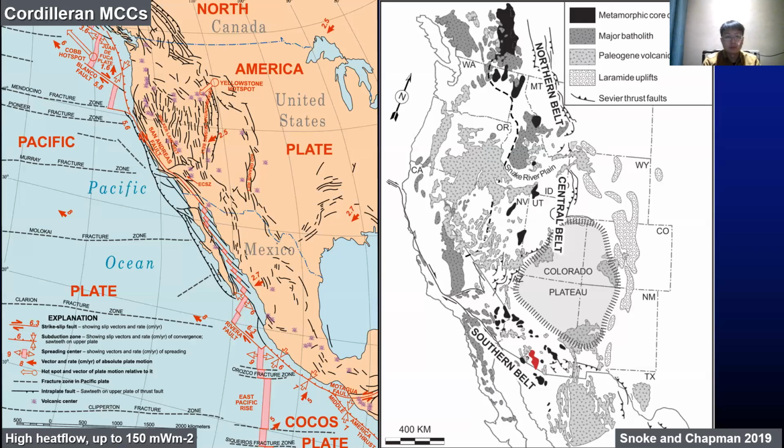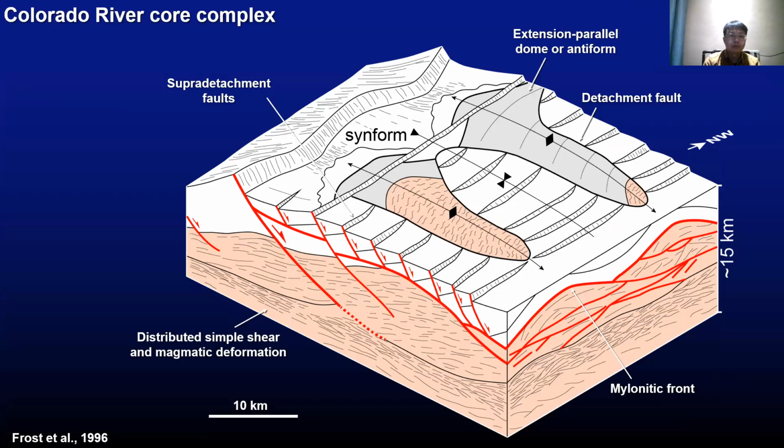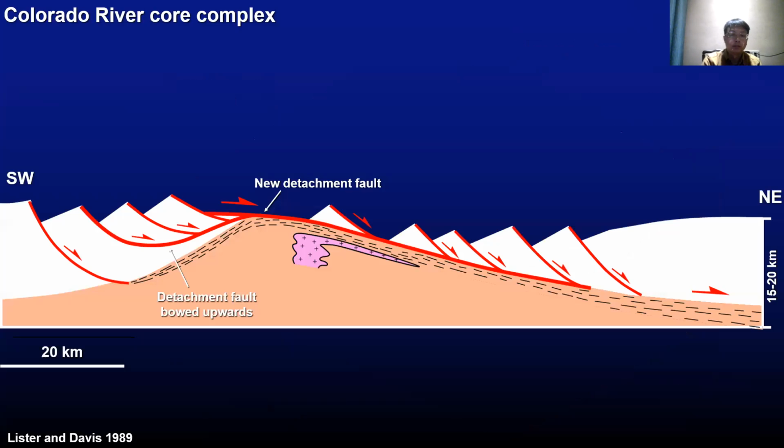Based on the observation, we compare it with the Basin and Range province, which is also a back-arc extension basin and has been studied very well for core complexes. In this area, the core complex model shows the corrugation of the detachment fault, supra-detachment faults, and the distributed simple shear and magmatic deformation below the large-scale detachment fault. From a cross-section point of view, the footwall of the detachment fault will tilt backward, just like what we have just seen in the detachment fault.